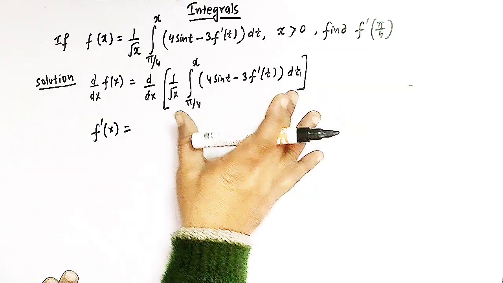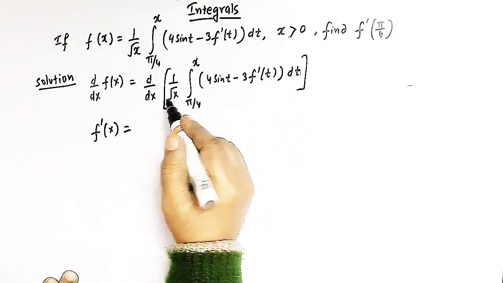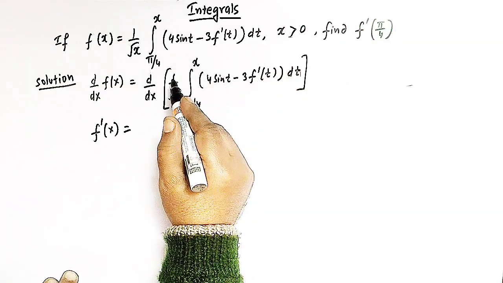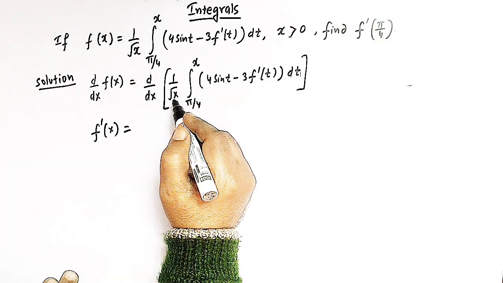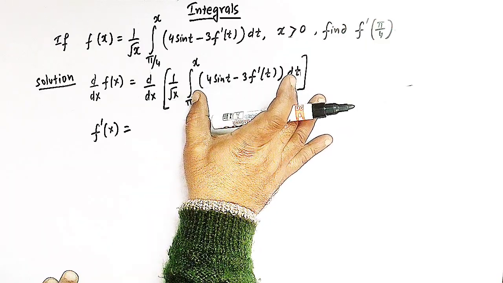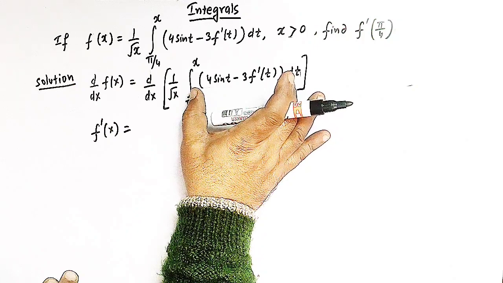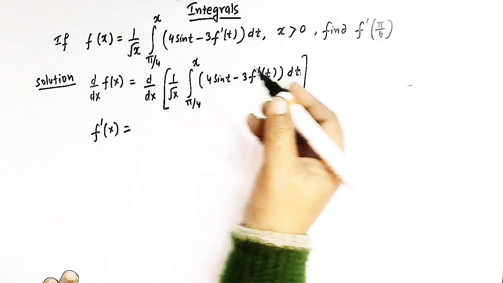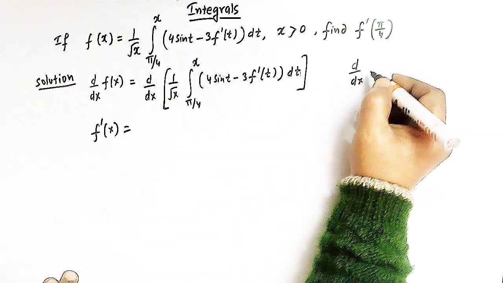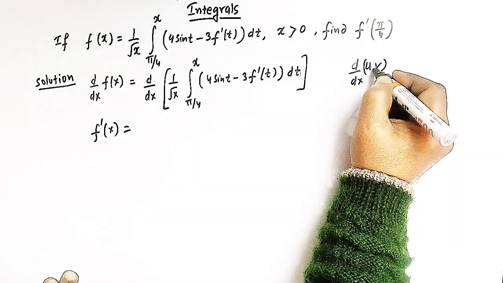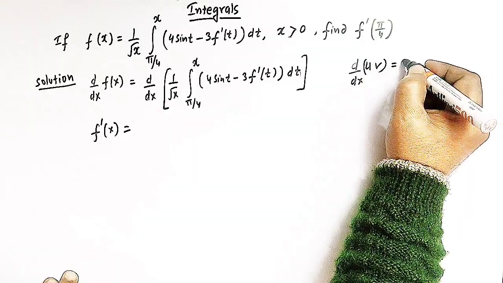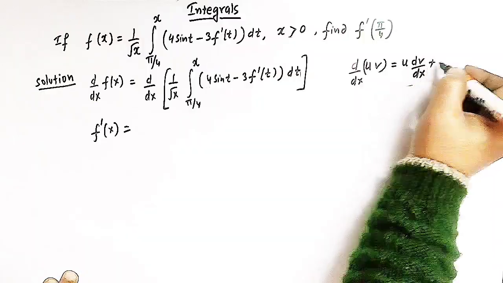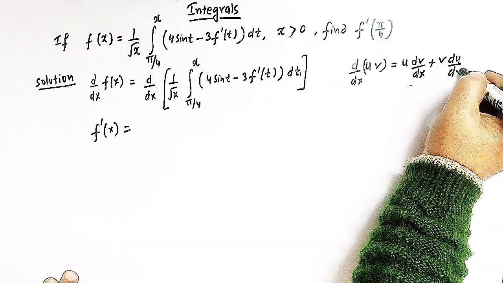And here we can see that we have the product of two functions of x. The first one is 1 over square root of x, and the other one is this integral, because this integral is also a function of x. So we have to make use of the product rule for differentiation, that is d/dx of uv, the product of two functions u and v, is given by u times dv/dx plus v times du/dx, right?